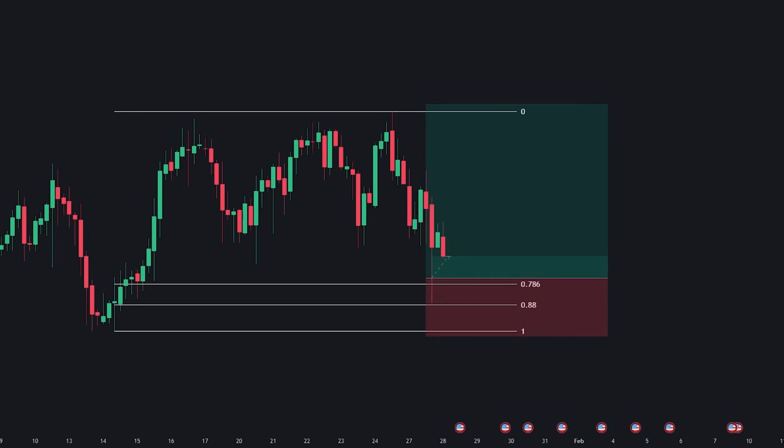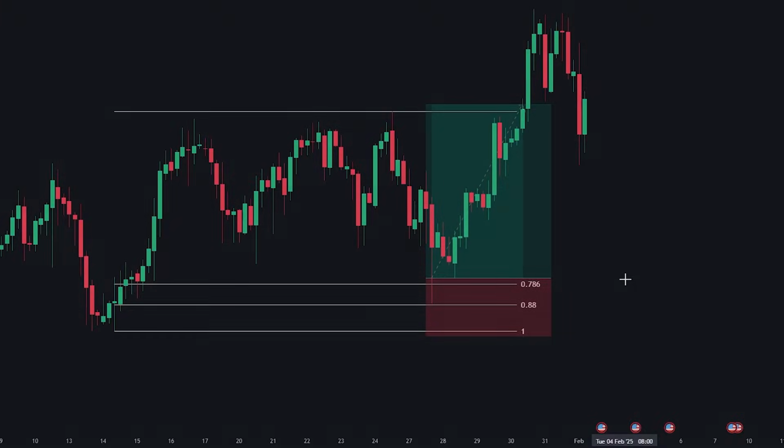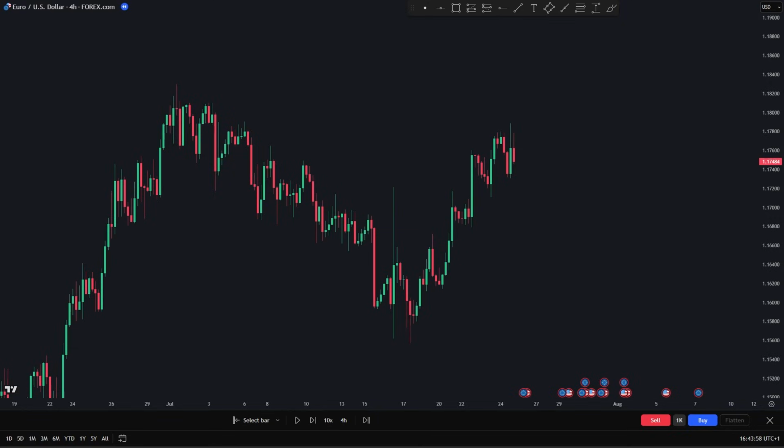Price reacted exactly as expected. Our pending orders were triggered at discounted levels, and take profit was reached within just a few candles. This is a short setup example.